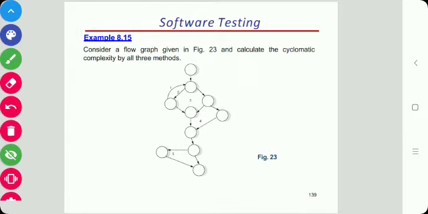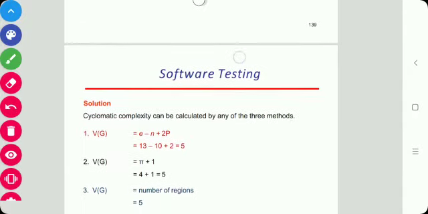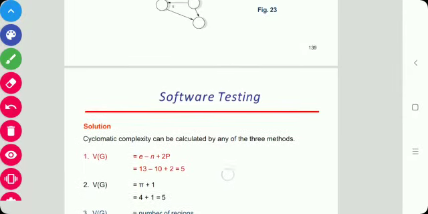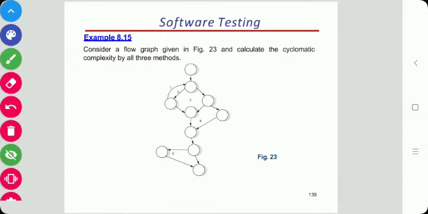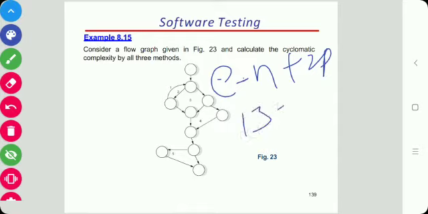So consider a flow graph and calculate the cyclomatic complexity by all three methods. Okay, so the first method is E minus n plus 2P. Here the number of edges is 13: 1, 2, 3, 4, 5, 6, 7, 8, 9, 10, 11, 12 and 13. Nodes are 10: 1, 2, 3, 4, 5, 6, 7, 8, 9, 10, and plus 2. So it is 3 plus 2 is 5. Again, the cyclomatic complexity is 5 according to the first method.